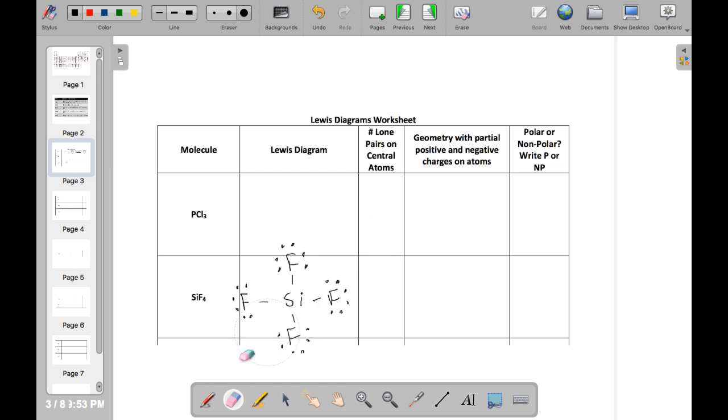And that actually worked out very well for us. Everything has 8 valence electrons. The fluorine, 1, 2, 3, 4, 5, 6, 7, 8. So each fluorine has 8. The silicon has 2, 4, 6, 8. Everybody's happy, and that's what we're looking for.